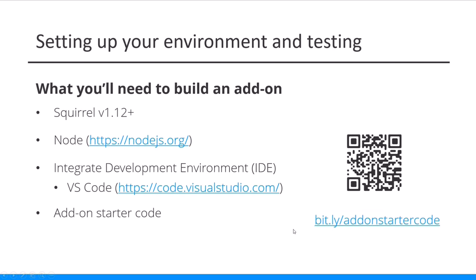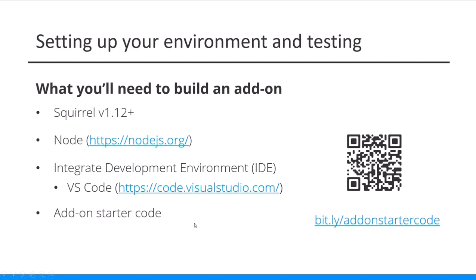Right, setting up your environment and testing. There are 4 simple things that you need to do. I'd probably recommend you do them in this order. First of all, you're going to need a Squirrel license, version 1.12 or above. Obviously 1.12 is the latest, so that's you now. The free plan or the paid plan is absolutely fine, as long as you've got that.